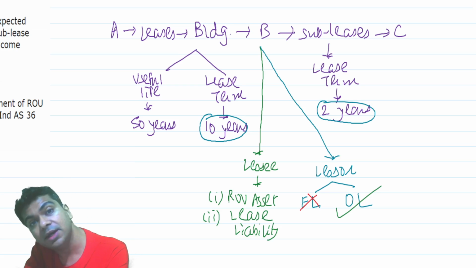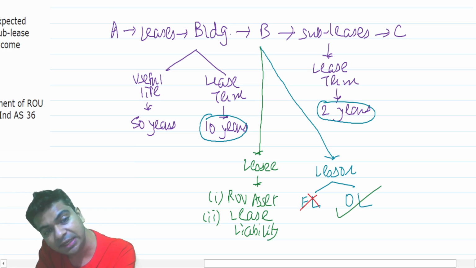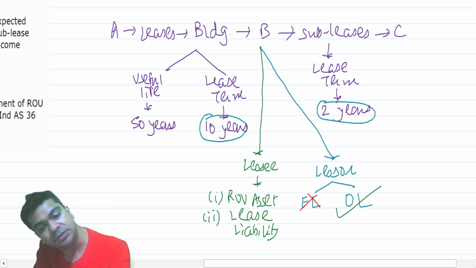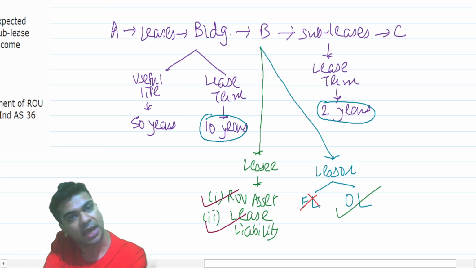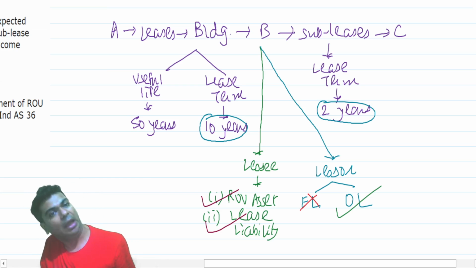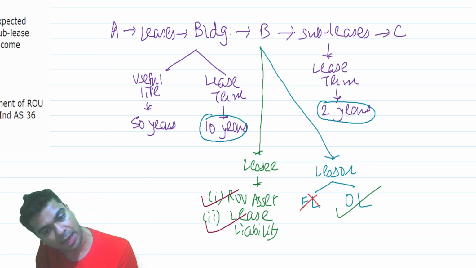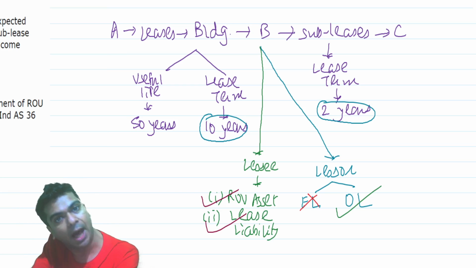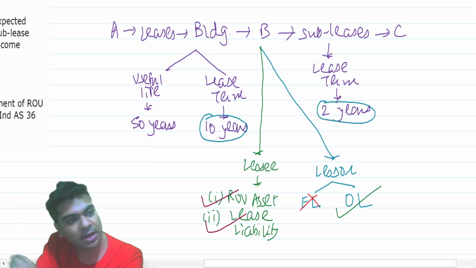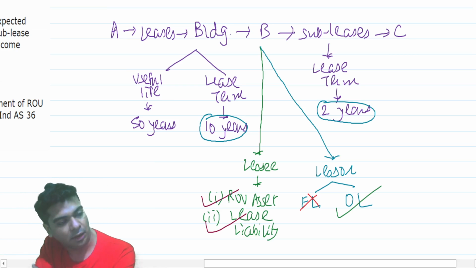So what does that mean? Where does it really leave us? You know what it means? It means ROU asset will continue as it is in the books. It means lease liability will continue in the books as it is. I don't have to disturb the ROU asset. I don't have to disturb the lease liability. They will remain in my books as they are.